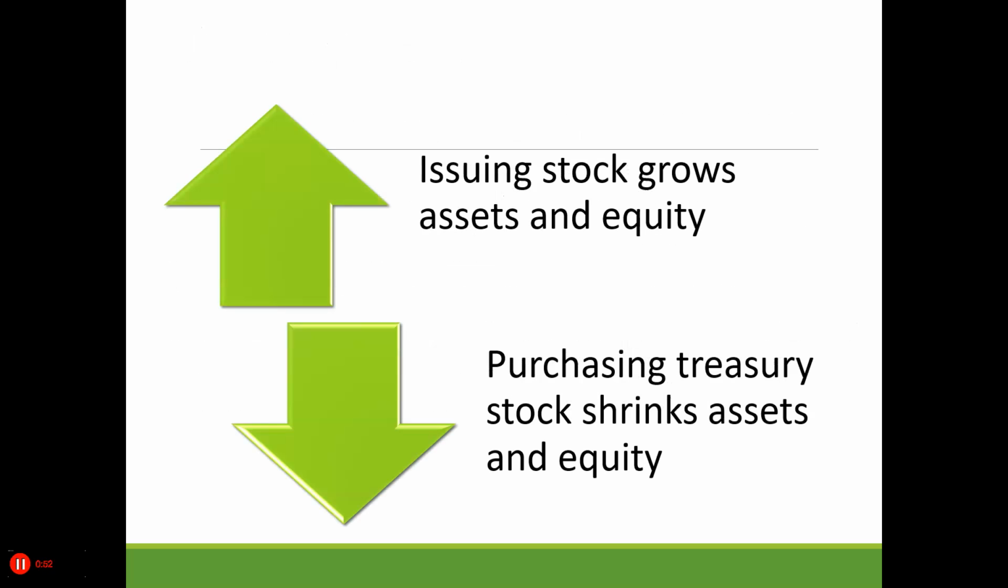All right, remember, issuing stock grows assets and equity because, one, by issuing stock, you increase your cash and you increase equity by showing stock and additional paid-in capital because you're always going to issue it above the par value. Purchasing stock shrinks assets because you use cash and equity because it is subtracted from equity.